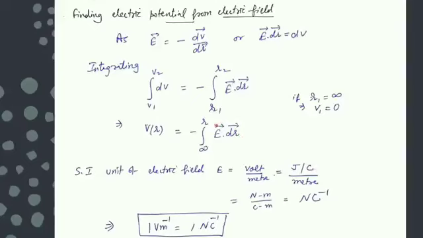Another way, if I want to find the electric potential from the electric field: earlier we have written simply the relation that E equals minus dV by dr. Now I want to find the potential and electric field is known to me, then I have to simply rewrite this equation as E dot dr equals dV, and if you do integration, if you are moving from potential V1 to V2, the position is changing from R1 to R2.